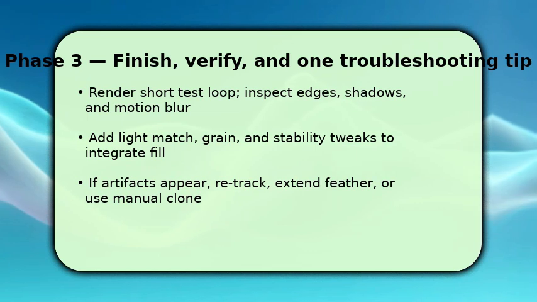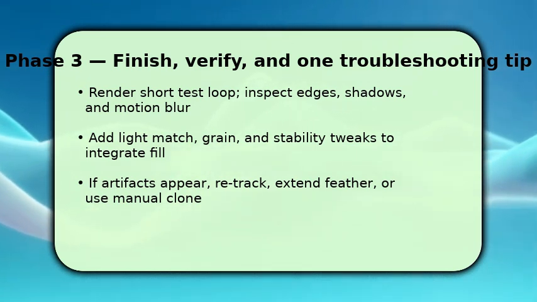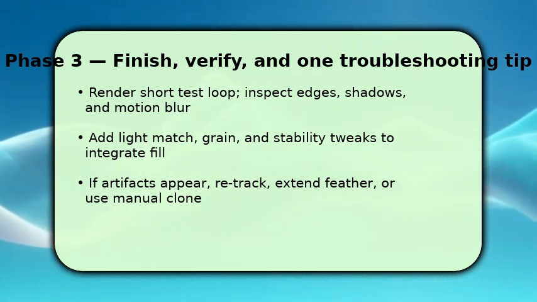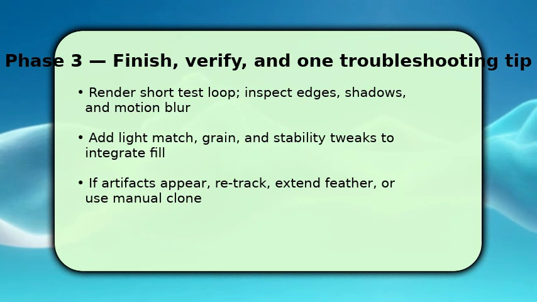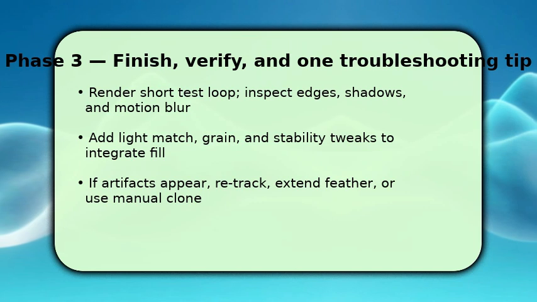When artifacts appear, like ghosting or color shifts, retract the segment, increase feather slightly, or switch to manual cloning for problem frames. If nothing fixes it, step back. Isolate the problematic frame, and correct it frame by frame until the sequence reads right.